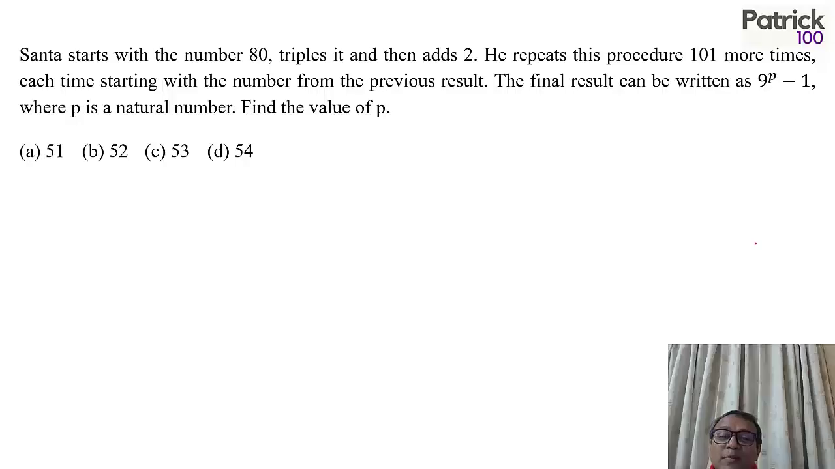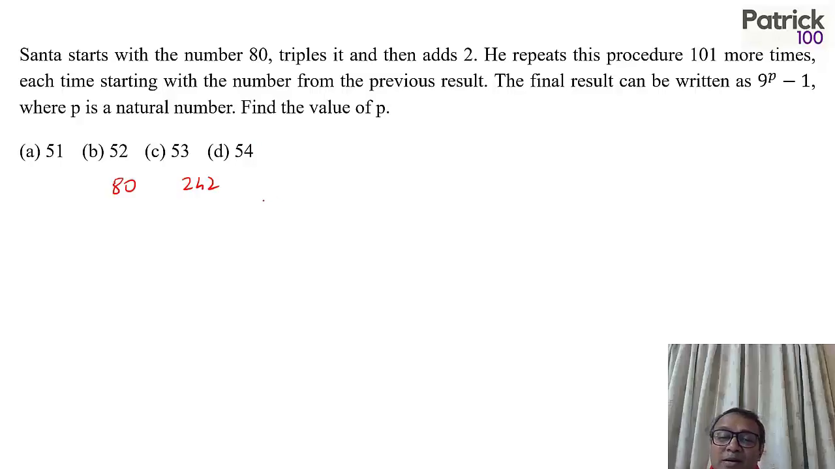It starts with a number 80, and it triples and adds 2. So let's start with the number 80. It triples to 240 and adds 2, so 242. Triples and add. Whenever you have a very large number, try to find patterns. With a smaller number you get a pattern, and it can be applied for bigger numbers as well. So you need to look at that pattern.